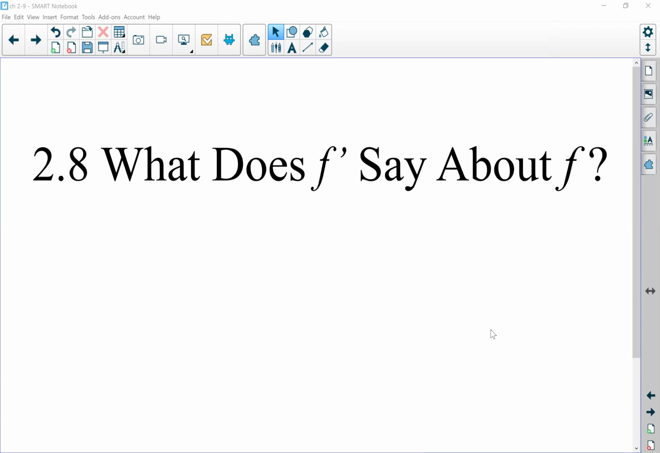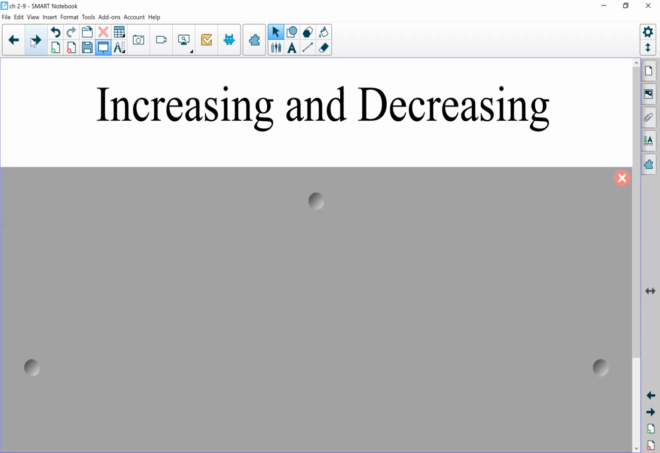All right, so what does f prime say about f? In other words, what does our derivative tell us about the actual function? And to be honest, we'll also take a look at what the second derivative tells us about the function, because they tell us a lot about what's going on. And then we can use that information to do things like, I don't know, draw a graph. So one thing that f prime will tell us is where a function is increasing and when it is decreasing.